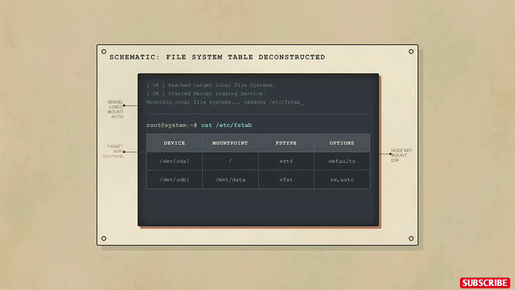This table is the /etc/fstab file. The OS reads this file at startup to automate the mounting process, mapping specific devices to their designated mount points and specifying the file system type.